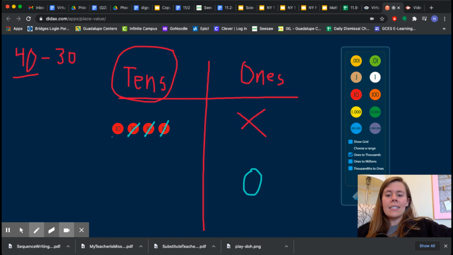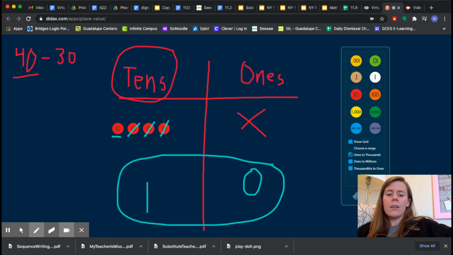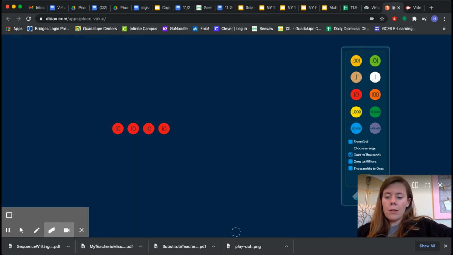And in the tens, I can see that I just have 1 ten left. So I'm just going to write the number 1 to represent one group of 10, which means when I put my numbers together, my answer will be I have 10 left over. 40 minus 30 is 10. All right, let's try one more together before we keep going on.